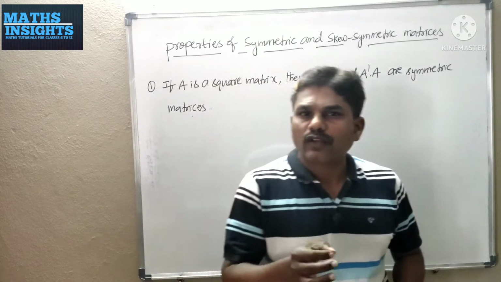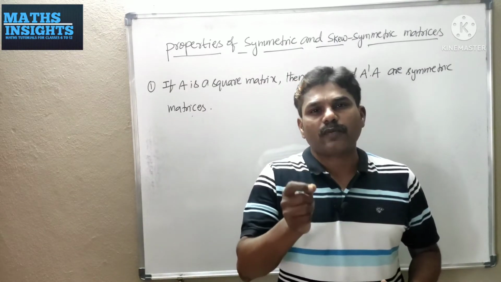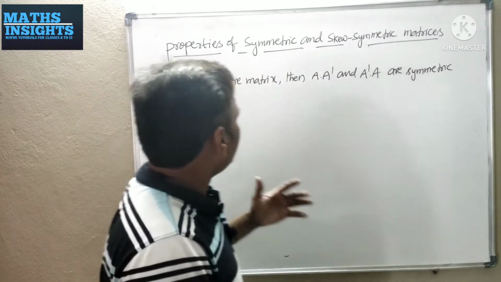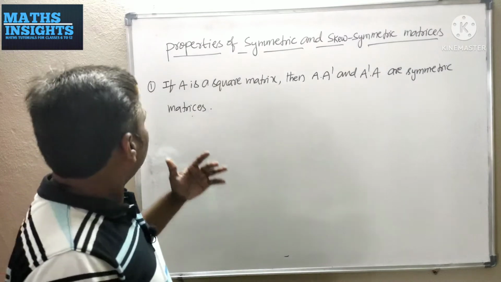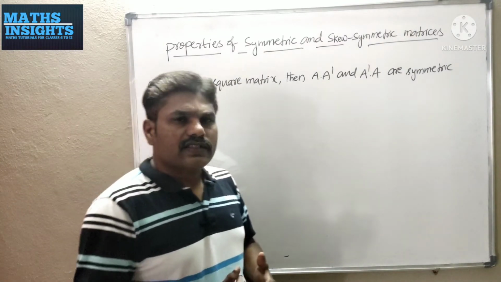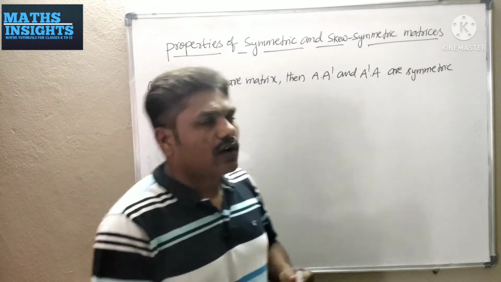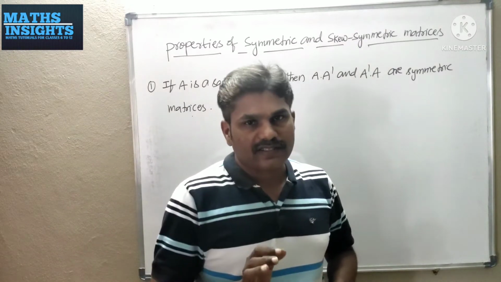Today we are going to discuss very important properties of symmetric and skew symmetric matrices. The first property says that if A is a square matrix, then A into A dash and A dash into A are also symmetric matrices.